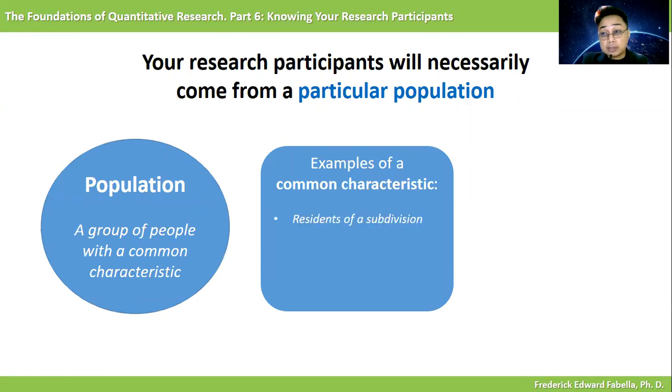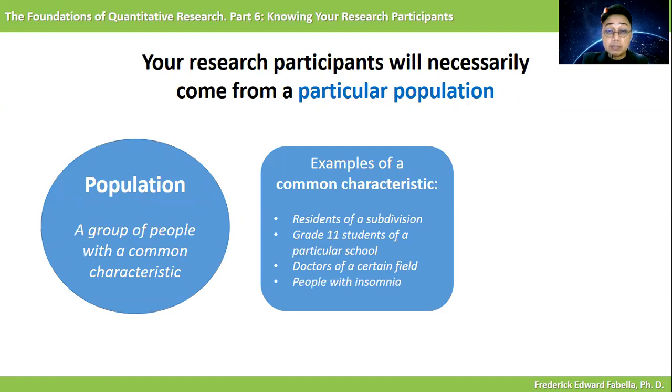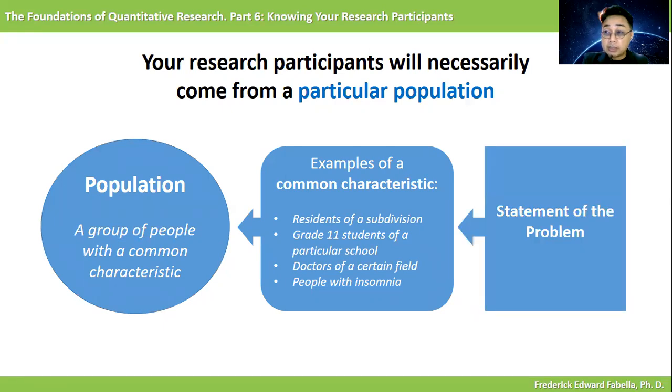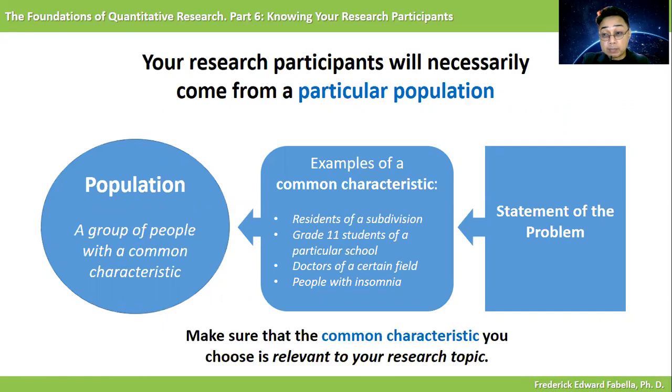It can be, for example, residents of a subdivision, or grade 11 students of a particular school, or doctors of a certain field, or people with insomnia. So these can be used as your common characteristic in defining your population. But again, your common characteristic has to depend on the statement of the problem. So make sure that the common characteristic you choose is relevant to your research topic. All right. So, choosing from the population.